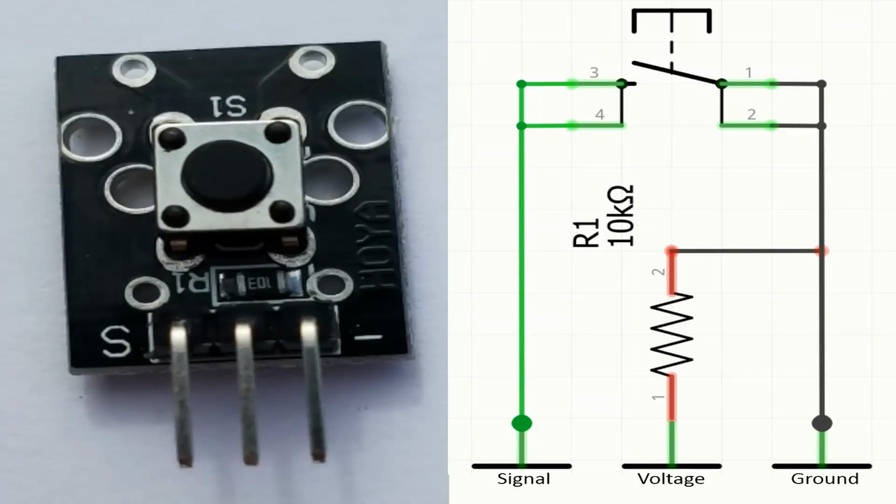This module has three pins. The pins in this module are the ground pin with a minus sign, the voltage pin in the middle, and of course the pin of the signal with an S sign.